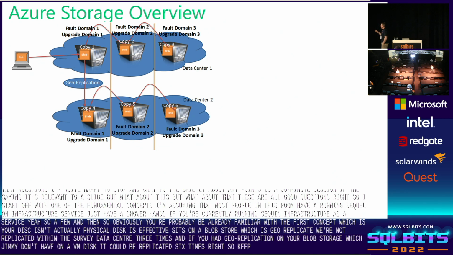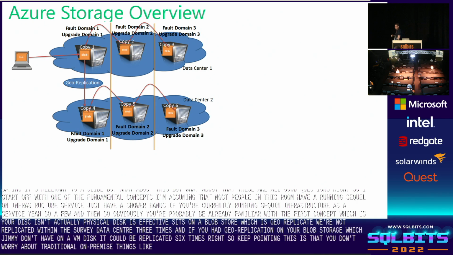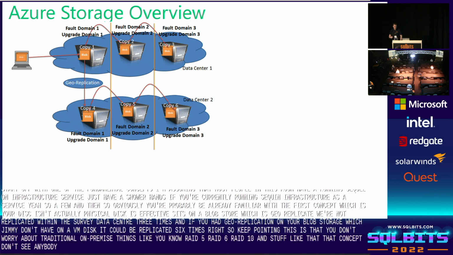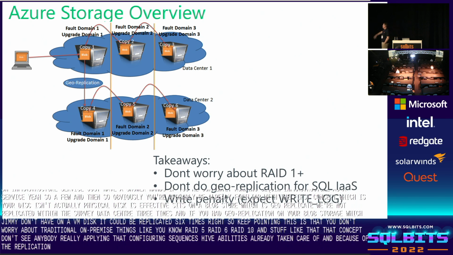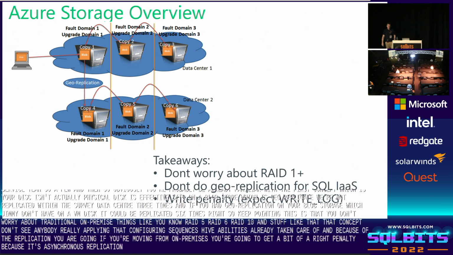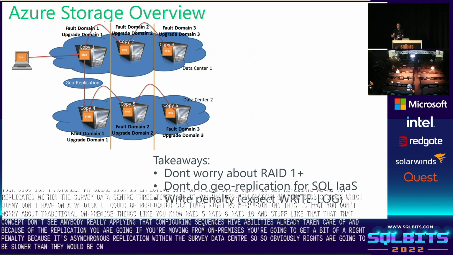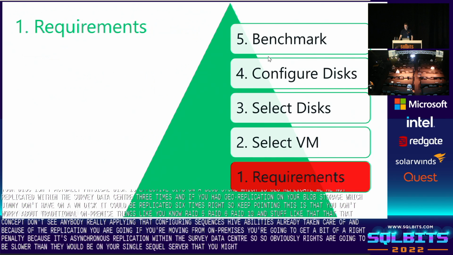So the key point in this is that you don't worry about traditional on-premise things like RAID 5, RAID 6, RAID 10, and stuff like that. I don't see anybody really applying that concept to configuring SQL in Azure. High availability is already taken care of, and because of the replication, if you're moving from on-premises, you're going to get a bit of a write penalty because it's a synchronous replication within the data center. So obviously writes are going to be slower than they would be on your single SQL server that you might run on premise.